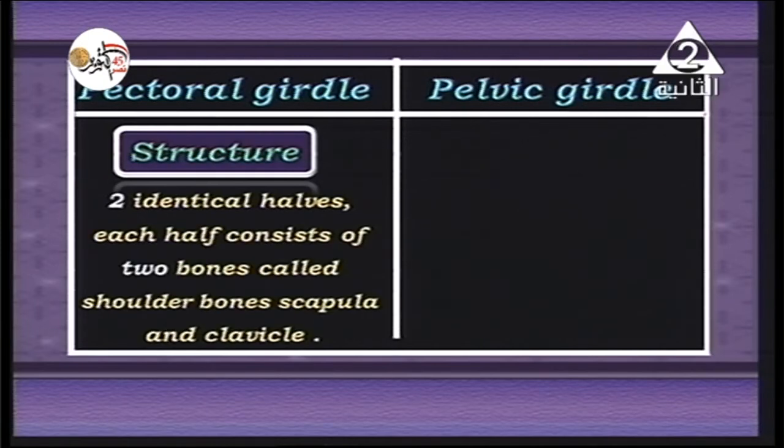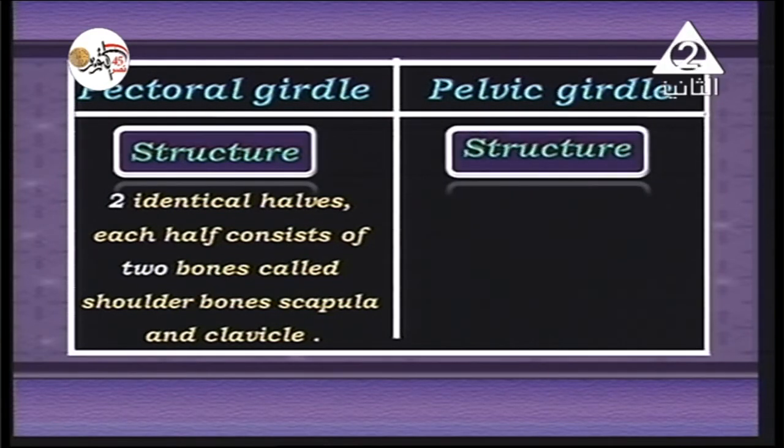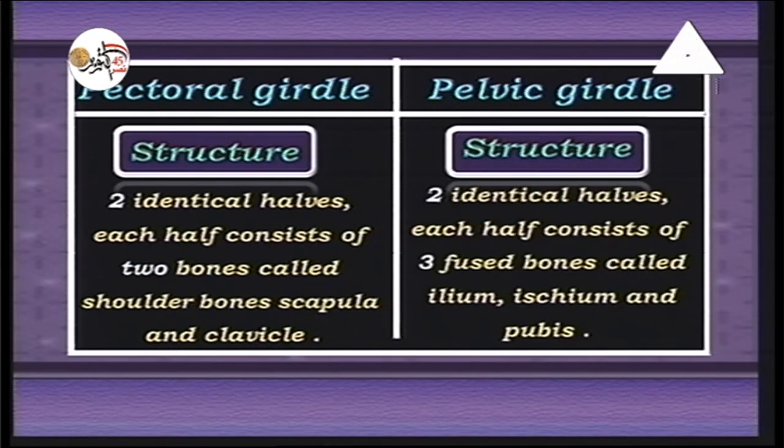Well, pectoral girdle consists of 2 identical halves. Each one of them is the shoulder bone. Each shoulder bone includes 2 main bones, scapula and clavicle, while the pelvic girdle is also 2 identical halves, but each one of them consists of 3 fused bones. Fused means they are merged together. You cannot differentiate between them by your normal eye. They are called ilium, ischium, and pubis. Again, ilium, ischium, and pubis.